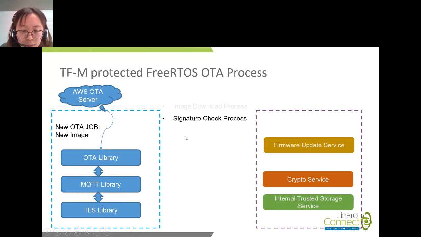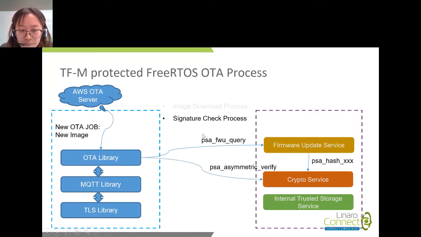After the image download is finished, the OTA library starts the signature check process. In this process, it first calls the query interface to get the image hash information, and then calls the crypto service to verify the signature. One point I should emphasize is that this signature is from the AWS OTA server side, and it is contained in the OTA job.